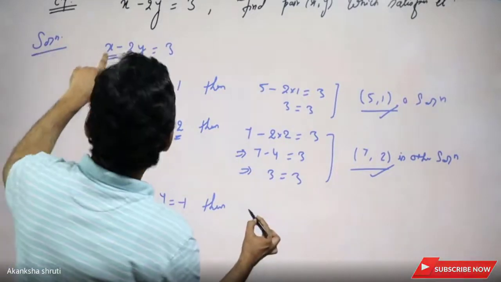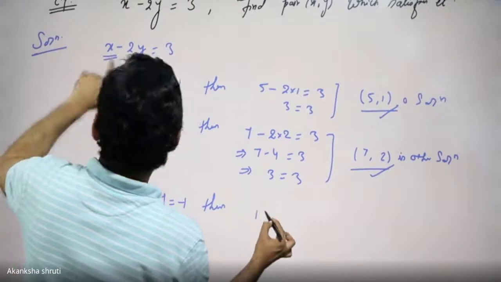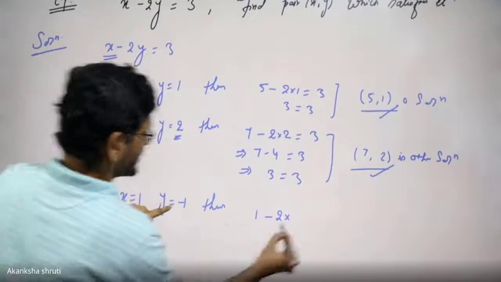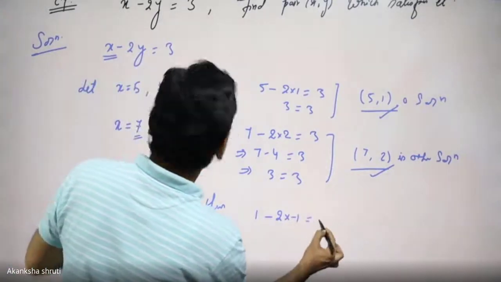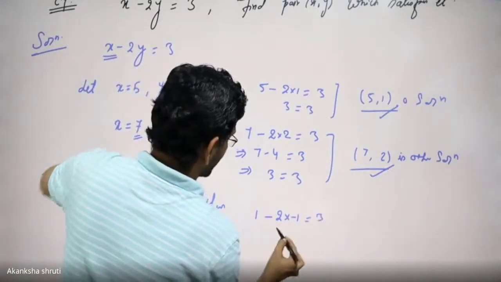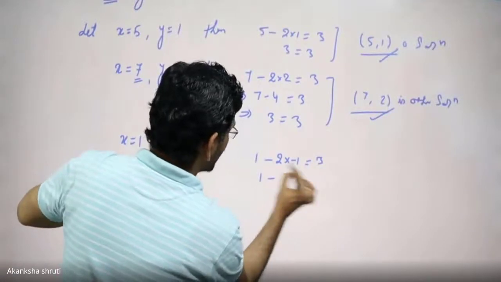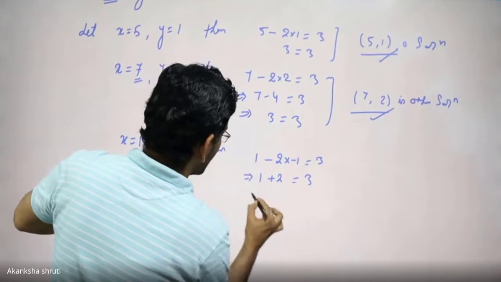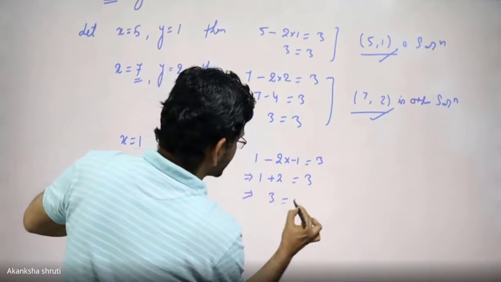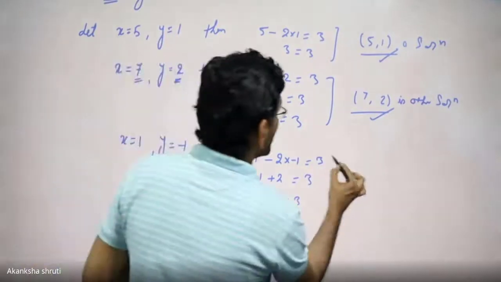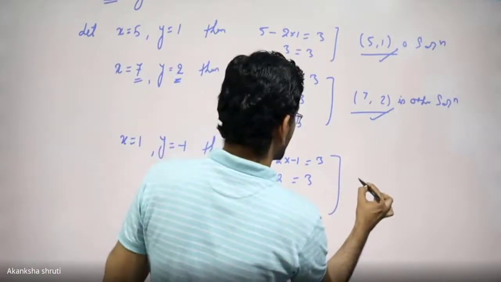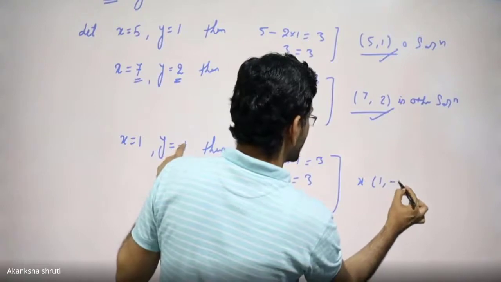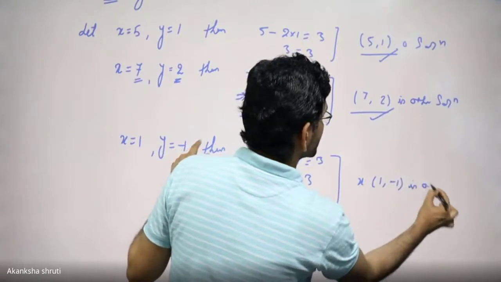Then x is 1 minus 2, the y is minus 1, so 2 into minus 1, right hand side is 3. So students, it is like 1, minus into minus becomes plus of 2. So what is on the left hand side on simplification? We are getting 3. Right hand side is also 3. This indicates x equals 1 and y equals minus 1 is another solution.